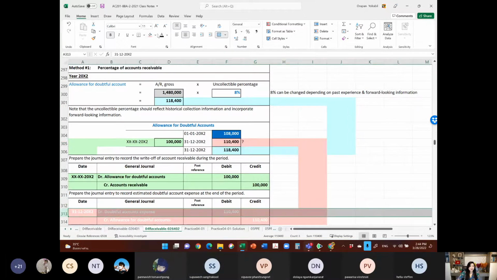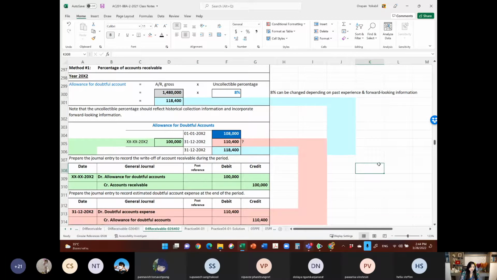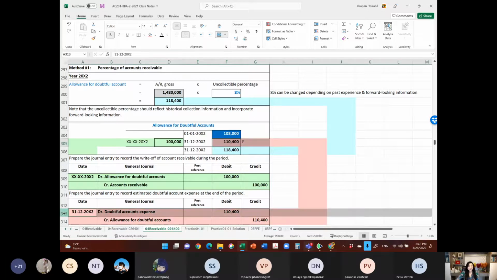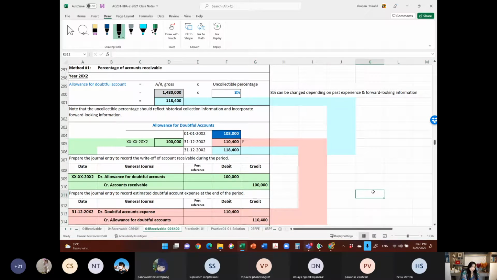It is actually estimated doubtful account. And when you record that estimated doubtful account, you would have to also at the same time increase the balance of the allowance. Okay, very good. So that is the correct answer. This 110,400 is your estimated expense. And when you record the estimated expense, the allowance would be increasing. So now you take the note here, please, for the calculation and also for the entry.